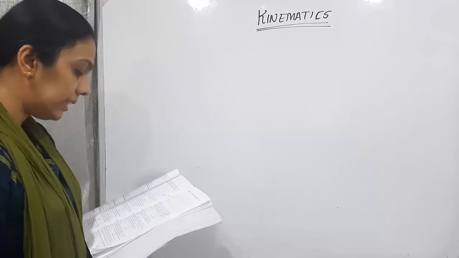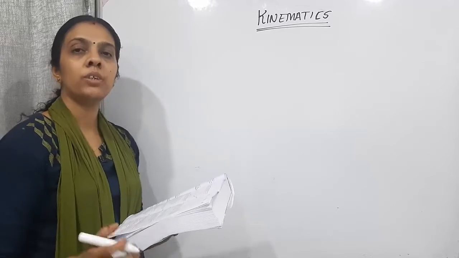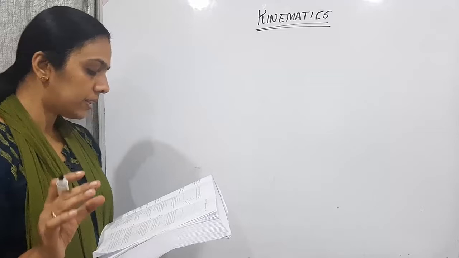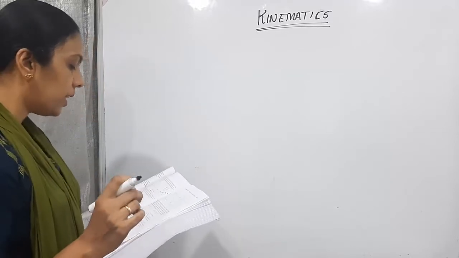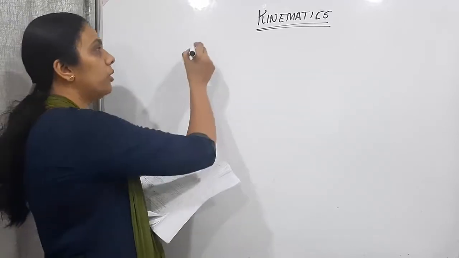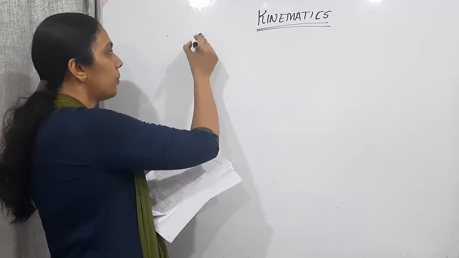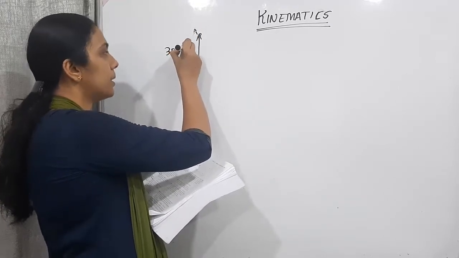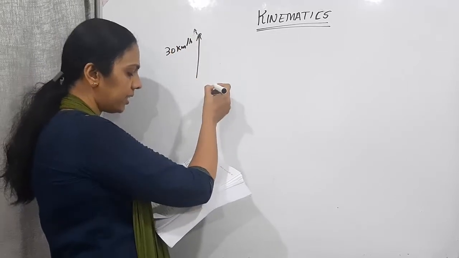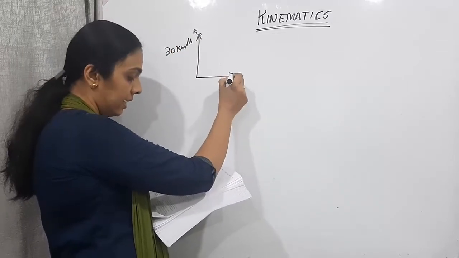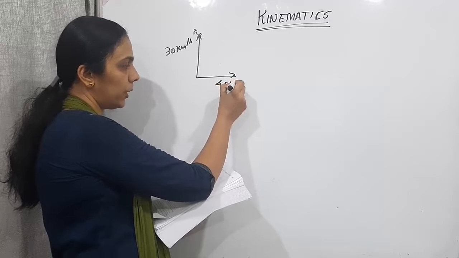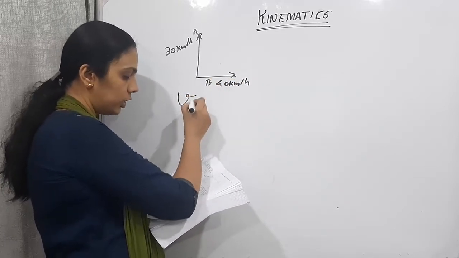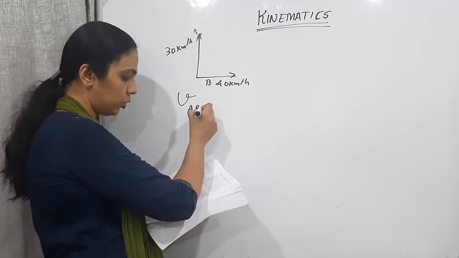moves along east with a velocity of 40 km per hour. Relative velocity of A with respect to B is. So, a car A is moving along north with a velocity of 30 km per hour and another car moves along east with velocity 40 km per hour. We need to find out the relative velocity of A with respect to B.